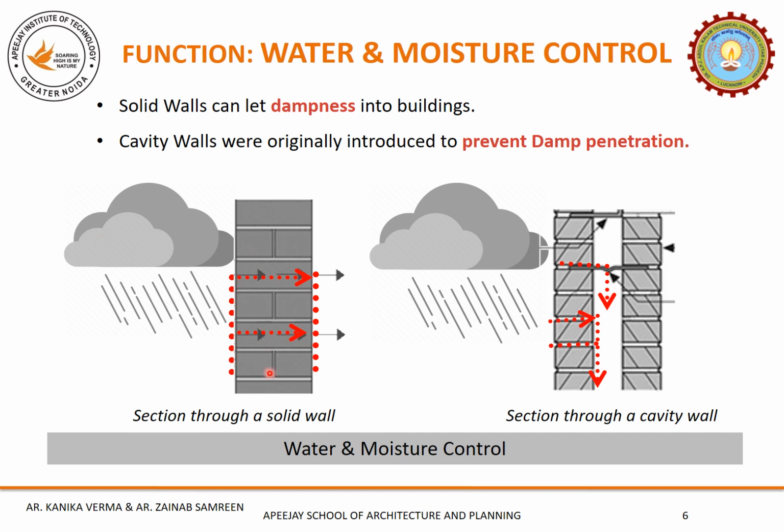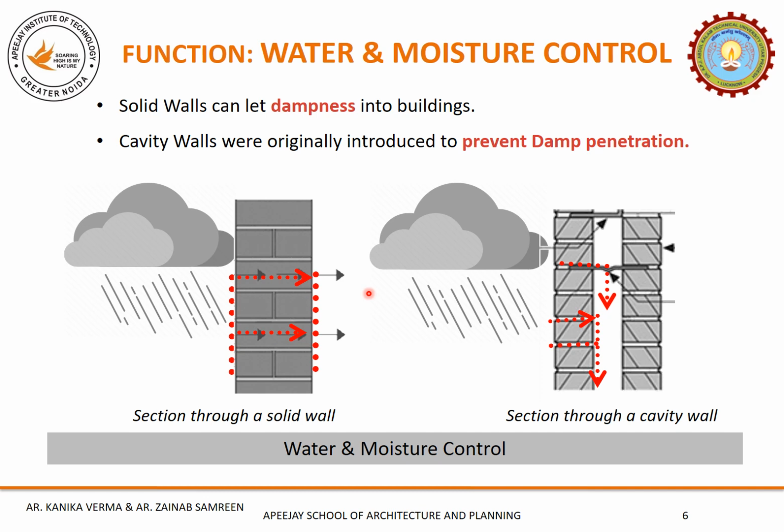See here, when it rains, the water falls on this surface of the wall and then it penetrates from here to the inside of the wall, and then you get dampness here, right? Because brick has a tendency of more water penetration since it's a porous material.